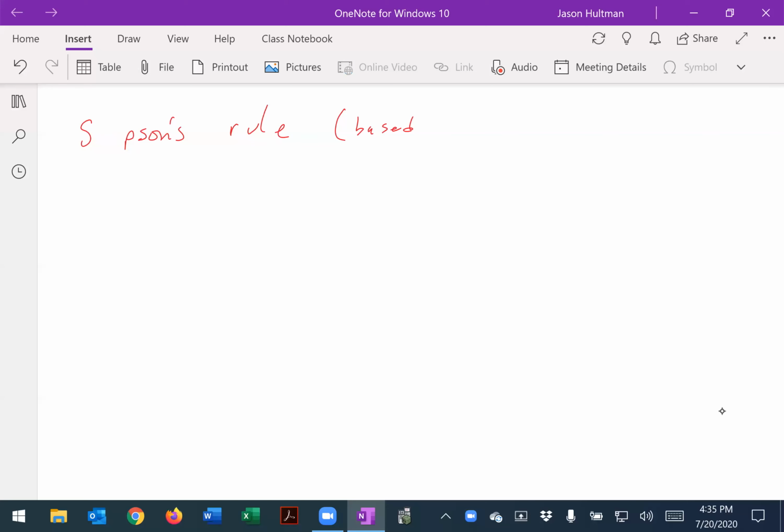Okay, Simpson's rule. They become increasingly more and more complex, but it's all good. This is based on parabolas between the points, instead of trapezoids or rectangles or straight lines. Midpoint and all of the other ones, even the trapezoid, used a straight line. This is based on a parabola, a curve, between the points.